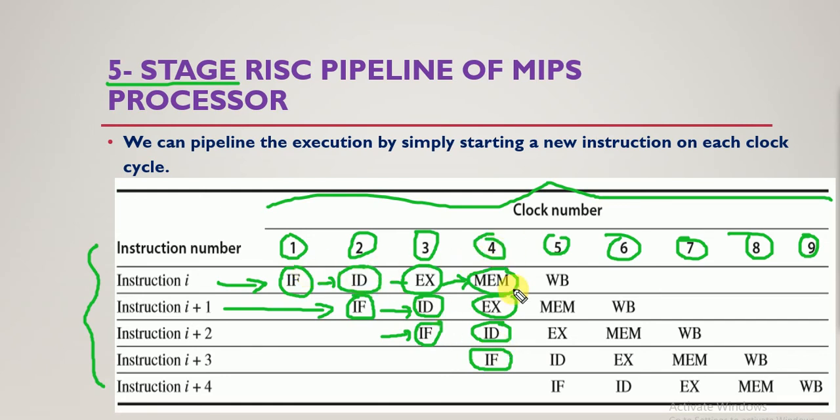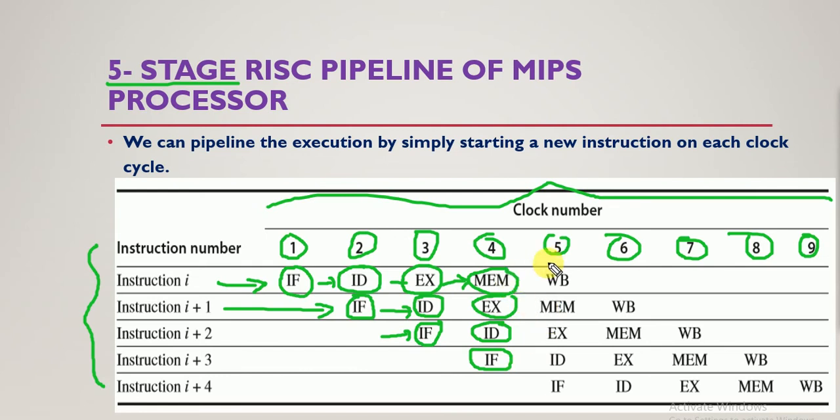Now in the fourth clock cycle, 4 instructions are executing in parallel. Some portion of those instructions: instruction I memory access, instruction I plus 1 execution, instruction I plus 2 instruction decode, instruction I plus 3 instruction fetch.